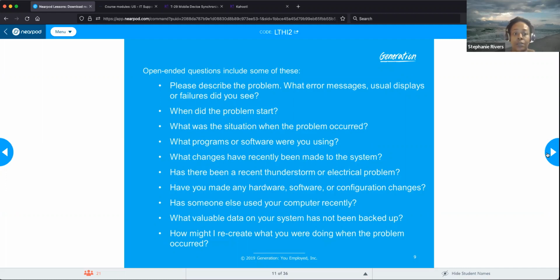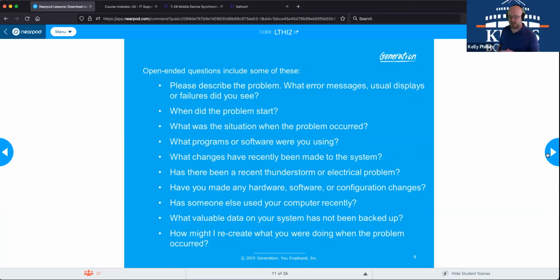What programs or software were you using? What changes have recently been made to the system? Has there been any recent thunderstorm or electric problem? Have you made any hardware, software, or configuration changes? Has someone else used your computer recently? What valuable data on your system has not been backed up? How might I recreate what you were doing when the problem occurred?